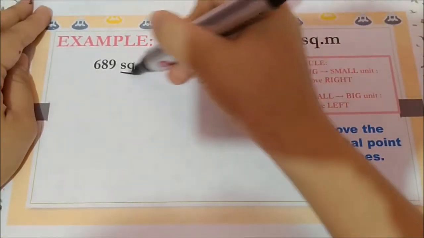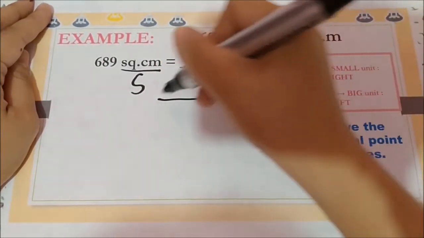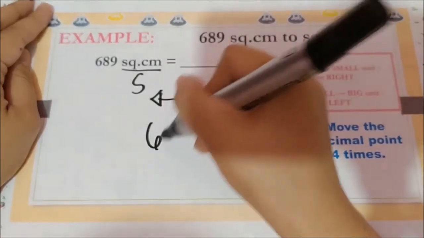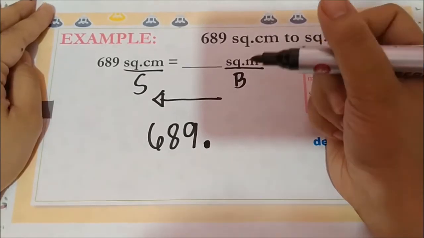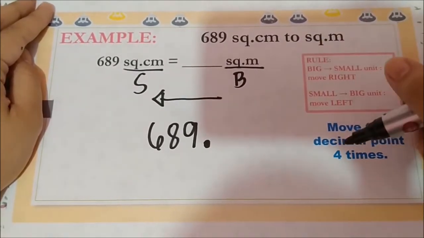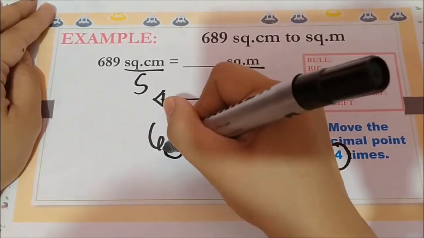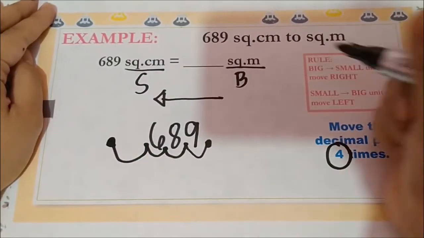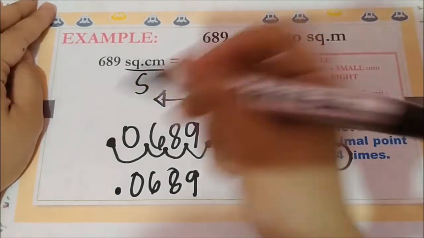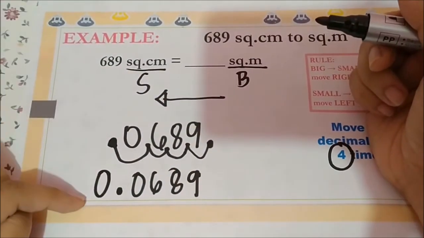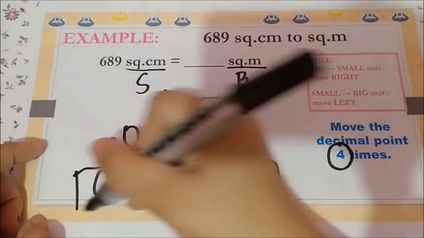For example, identify big, small. Small to big, move to the left. Write your given and a decimal point after. How many movements to the left? 4 times. So from here, you move 4 times. 1, 2, 3, 4. Your decimal point. Space here should have a 0. Now, you need to rewrite. And there should always be a 0 there if it's a space. Write the unit. And this is your final answer.